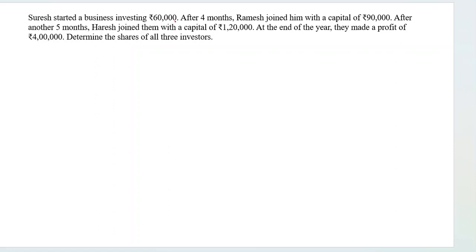Suresh started a business investing rupees 60,000. After 4 months, Ramesh joined him with a capital of 90,000. Capital means money. After another 5 months, Harish joined them with a capital of 1,20,000. At the end of the year, they made a profit of 4 lakh. Determine the shares of these 3 investors. To solve this problem, we use the following formula: profit is equal to money into time.